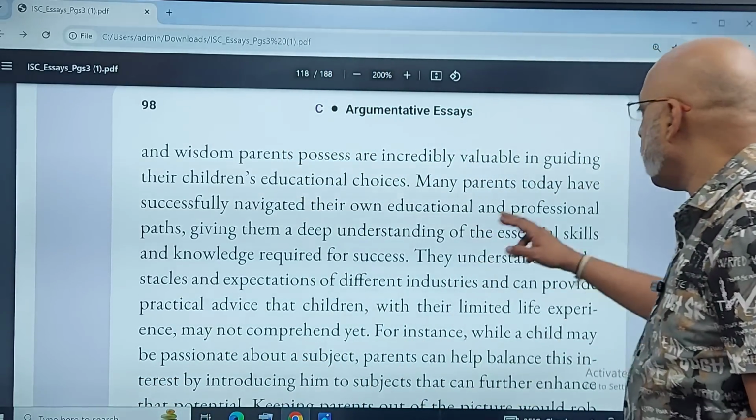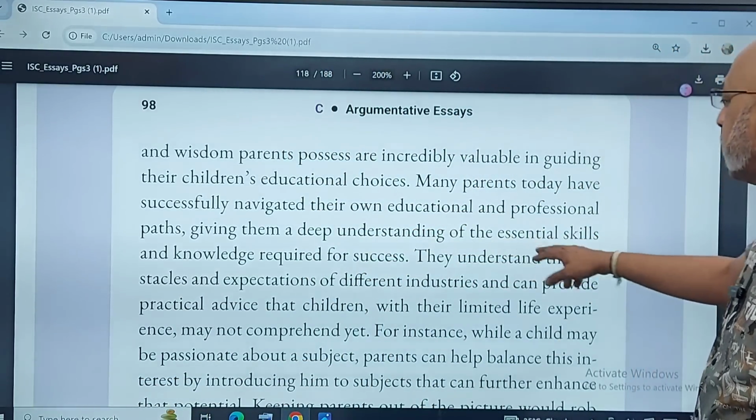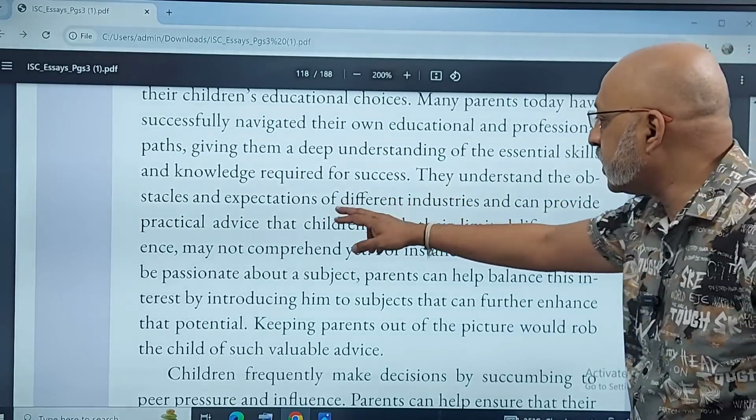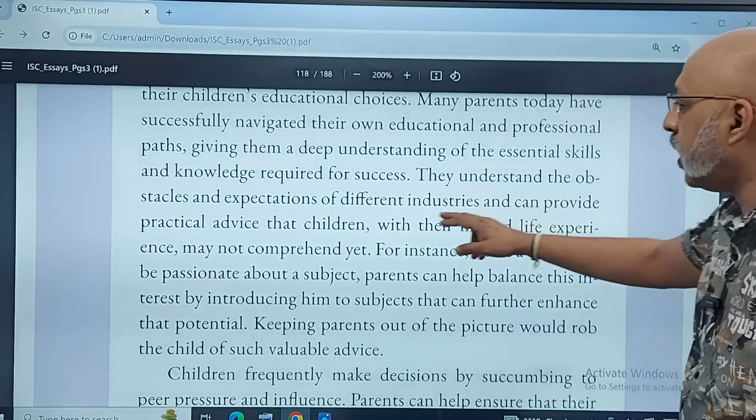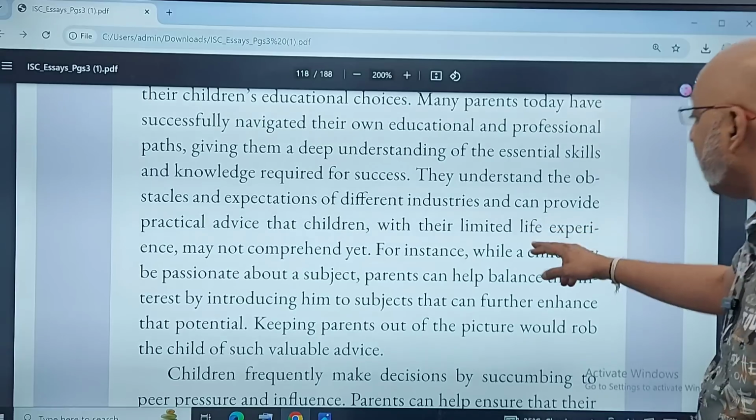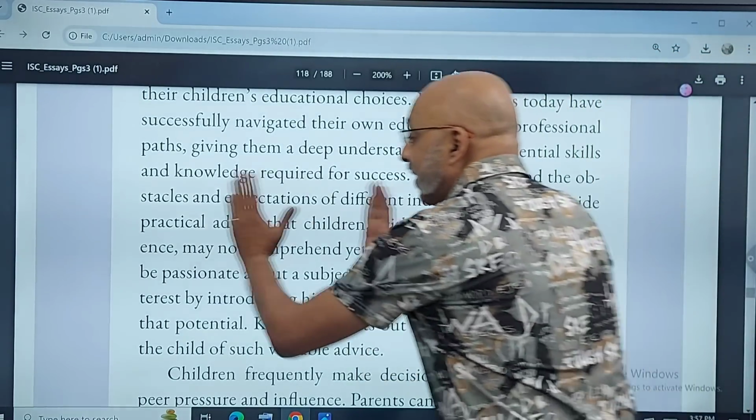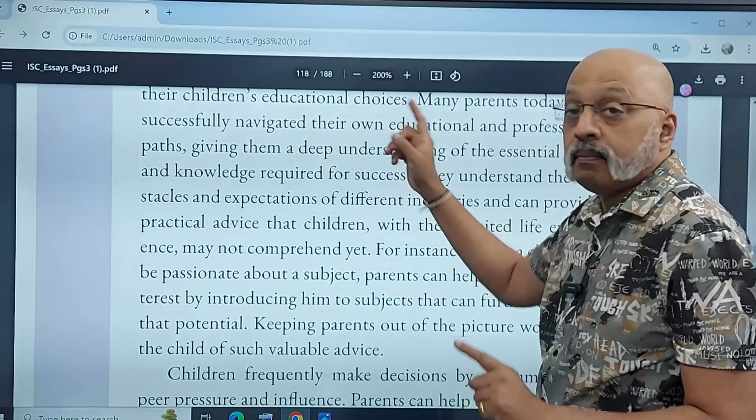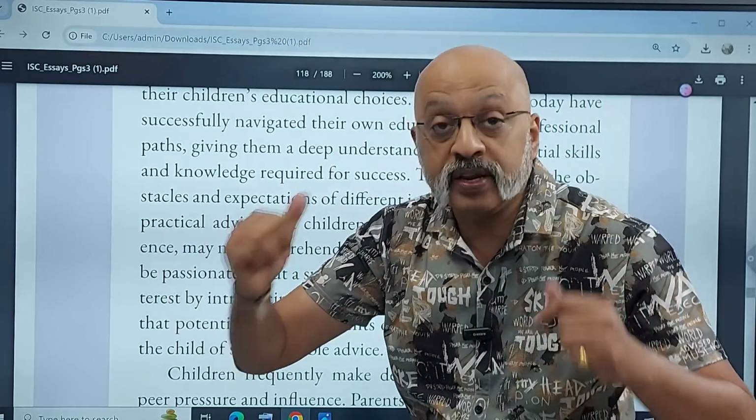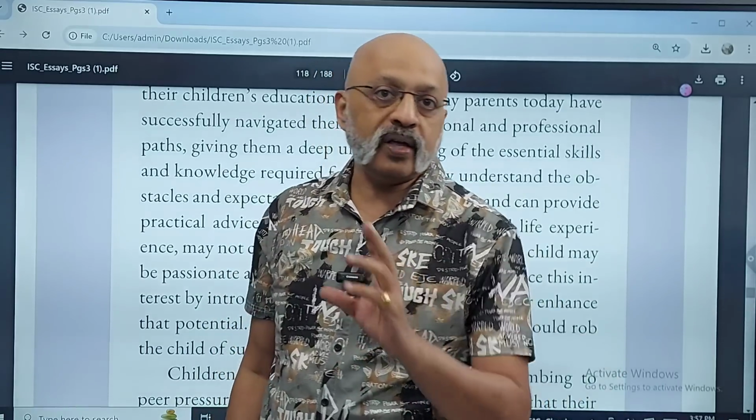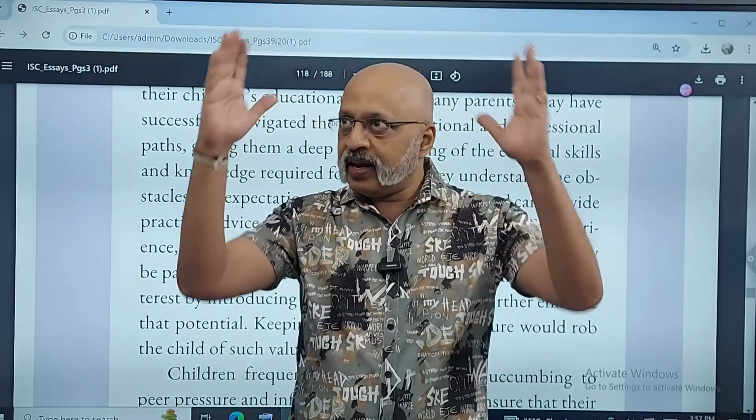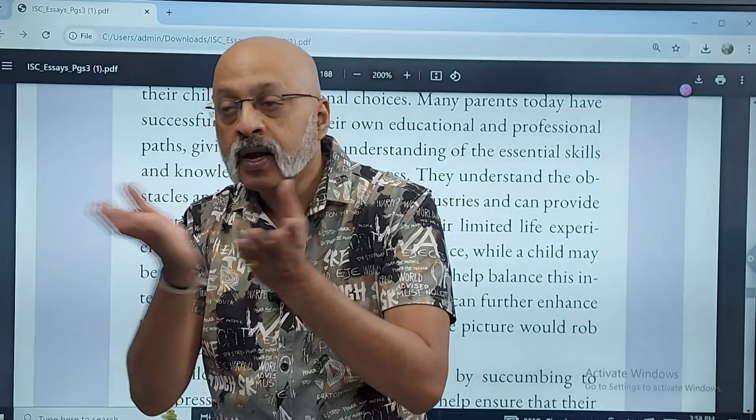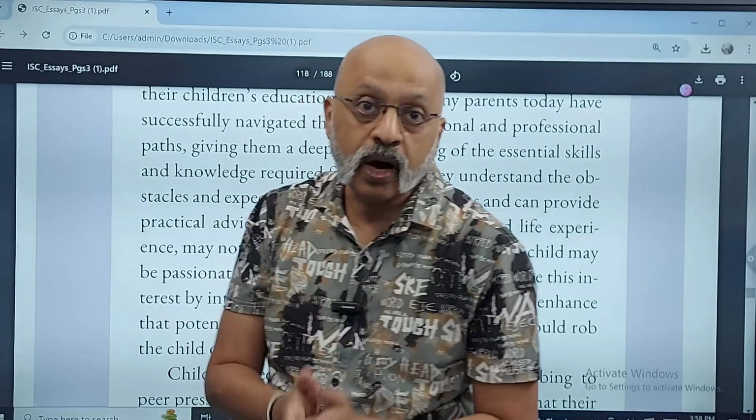That kind of experience. And professional paths giving them a deep understanding of the essential skills and knowledge required for success. They understand the obstacles and expectations of different industries and can provide practical advice that children with their limited life experience may not comprehend. Limited life experience is again an important phrase, because this is the opposite of their educational and professional experience. So that contrast you need to bring out in the first point. So what I'm doing is that while I'm telling you the broad point, I'm telling you the small hints with which you can further bring out the nuances in your point.